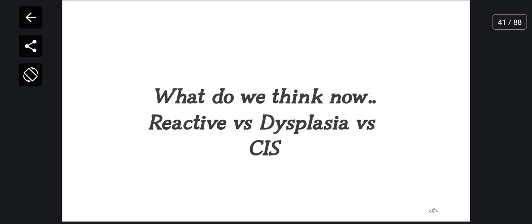Looking into all of this, we have to place them as reactive, AUS, dysplasia, or carcinoma in situ. Carcinoma in situ is ruled out. For AUS versus dysplasia, the mitosis and all was not that great. Polarity was almost maintained. To call it reactive, the inflammation was not that great as well. But there was some pleomorphism which would fit into dysplasia, but not so much so. So we might have to call that AUS.